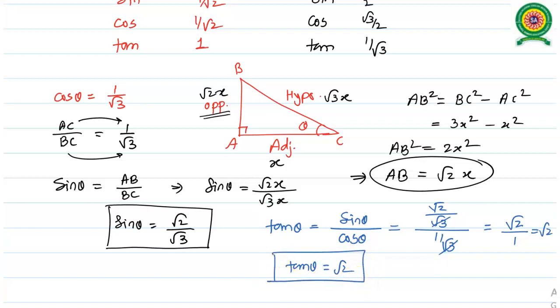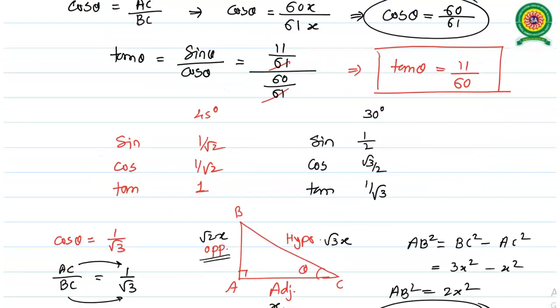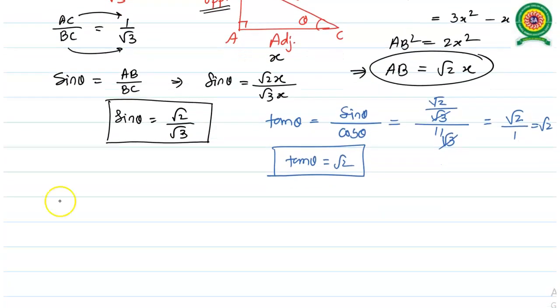So let's plot those two figures on a table. We have the value of sin theta is root 2 divided by root 3 and the value of tan theta is root 2. Look at the next column, we have given now the tan theta value is 21 divided by 20. So I am writing the value of tan of theta, we are having 21 divided by 20.